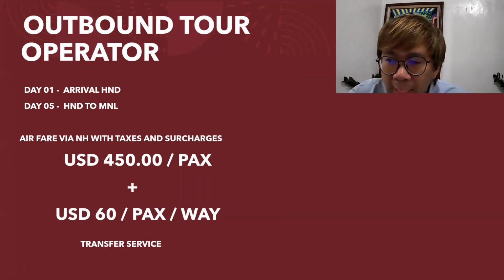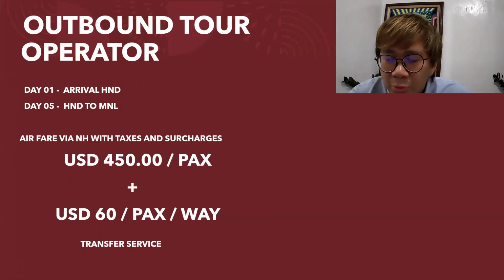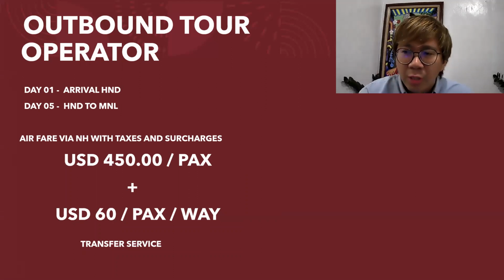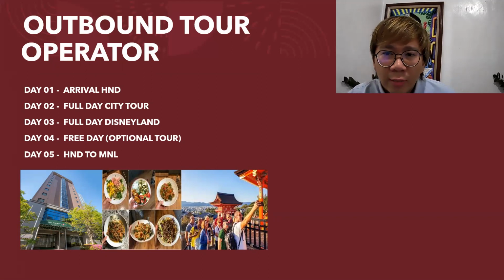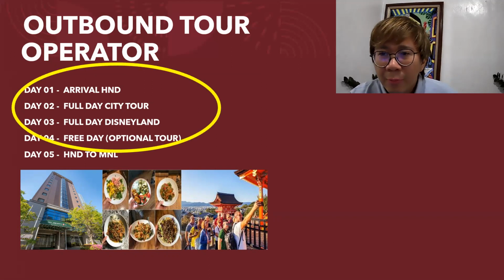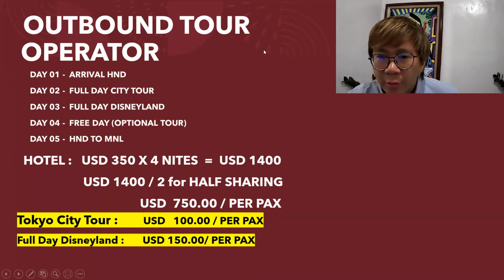So per pax refers to person, per way refers to one direction. So we have two ways, right? So 60 times 2. So ganun siya. It's 120. Next, I did the costing for day 1 and day 2. So day 2, 3, and 4. So yun siya, no? So ano ba yung dapat kong i-consider dyan? So syempre, next thing that you have to consider is how much is your hotel stay?